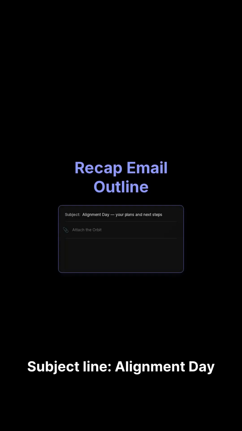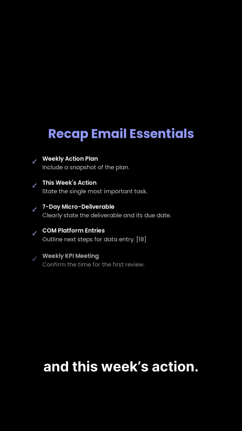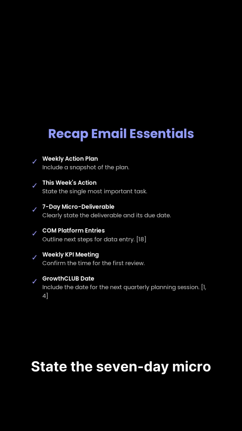For the recap email: subject line, alignment day, your plans, and next steps. Attach the orbit. List your 1-year outcomes. Include a link to the 90-day plan with owners and dates. Add a snapshot of the weekly action plan and this week's action. State the 7-day micro-deliverable and due date. Include next steps for Calm entries, the first weekly KPI meeting time, and the Growth Club date.